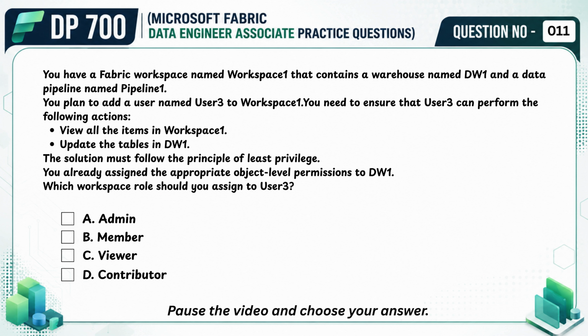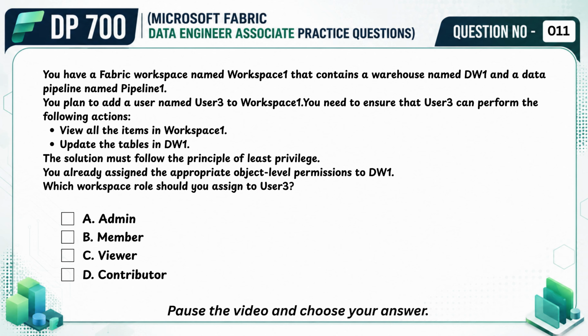Question 11. You have a Fabric workspace named Workspace 1 that contains a warehouse named DW1 and a data pipeline named Pipeline 1. You plan to add a user named User3 to Workspace 1. You need to ensure that User3 can perform the following actions.